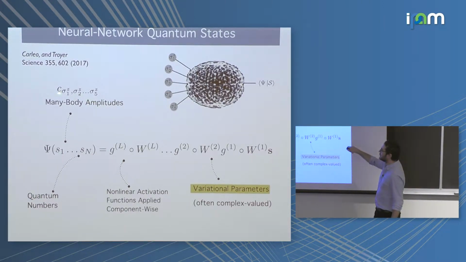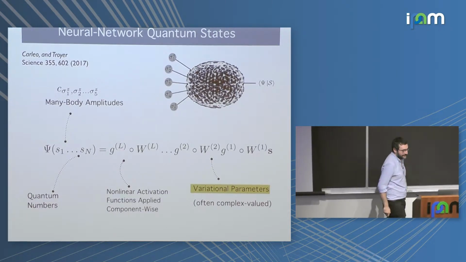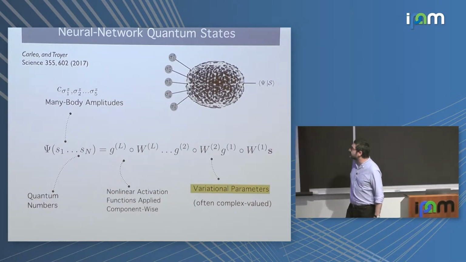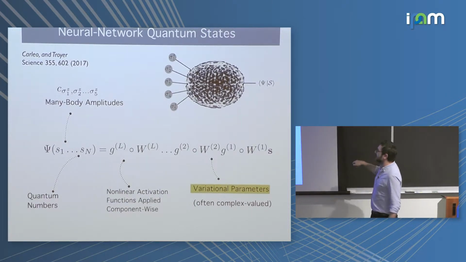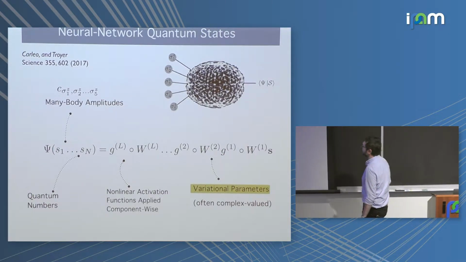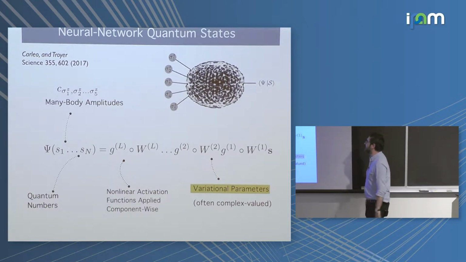So basically these coefficients C, up, down, up, etc. for an arbitrary choice of these quantum numbers that I was discussing at the beginning. So the idea is that we have a variational, if you want, representation of the many-body state, where my variational parameters are now these W's typically, or even the structure of the network is itself something that you have to take into account.